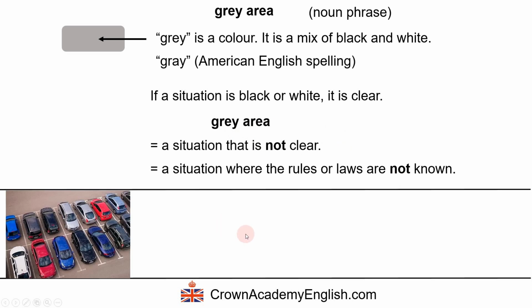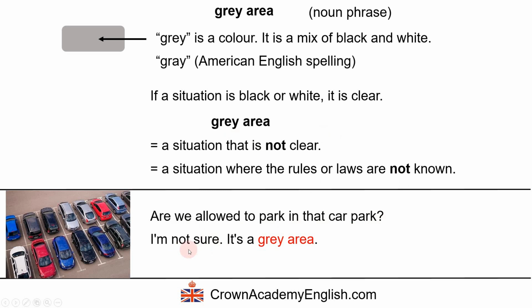Here's an example. So someone asks, are we allowed to park in that car park? And the answer is, well, I'm not sure. It's a grey area. Okay, so it's not black or white. The rules or laws are not known. It's not very clear. The situation is not clear. We're not sure about the rules here. Okay, so if something is a grey area, then it is not clear. We're not certain about something. Okay, very, very common in legal and business English.